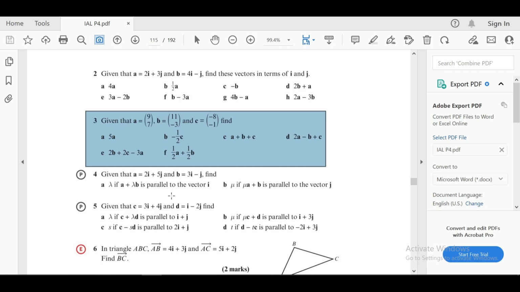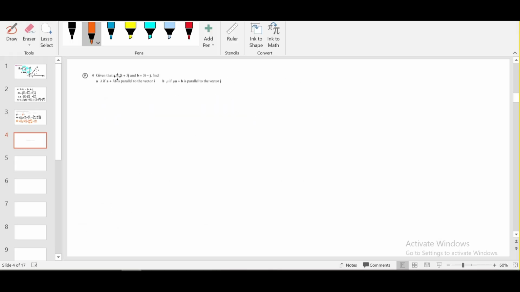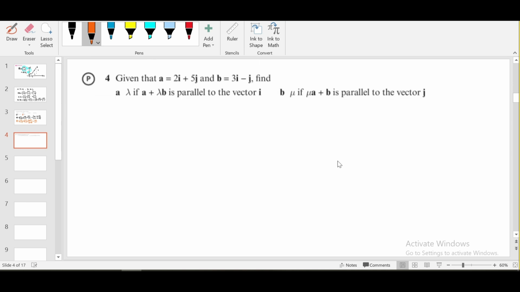Copy that. I'm taking one more question from the exercise now. Question number 4, 4a. So what's the condition you learned for parallel vectors? We learned this in the previous lesson. Look at your notebook and tell me. If two vectors are parallel, what is the condition?